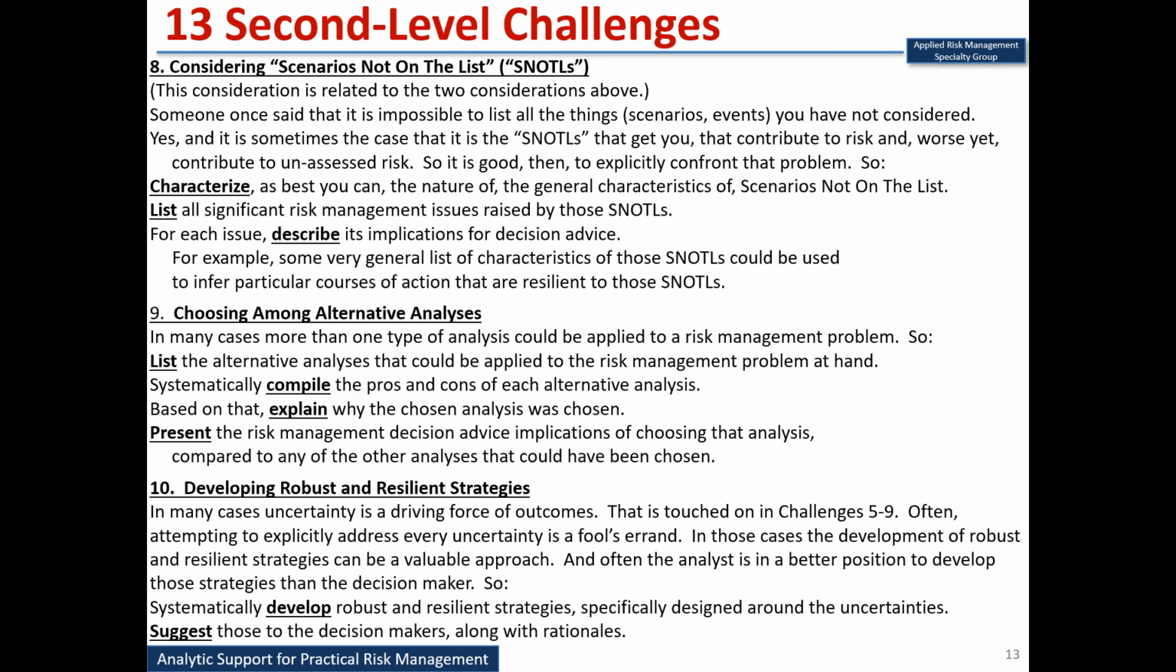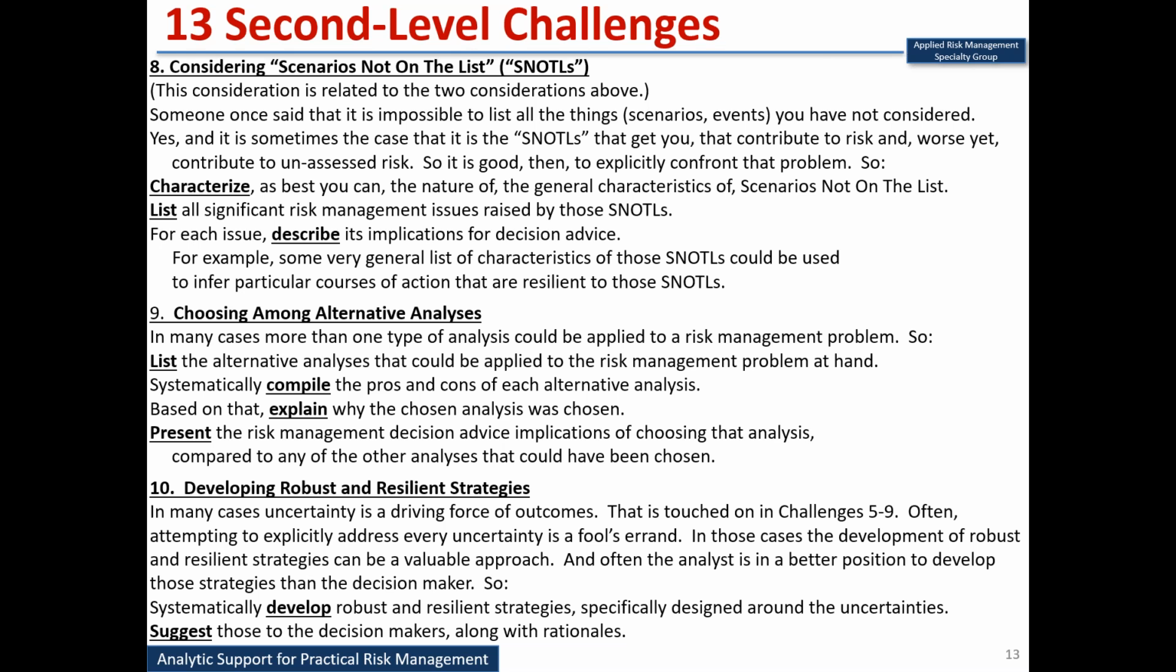I don't know what it could possibly be, but an insider inside this process could have a bad day, or maybe the insider is a terrorist, and so we don't know exactly what would happen. We can't really list a scenario, but we do know that there are significant risk management issues raised by those scenarios not on the list. And what are the implications for decision advice? Well, in the cases I mentioned, can we do something to make the process more resilient to inattentive production workers? We don't know what the inattentive production workers might do, but can we make it more resilient to that? I'm struggling here, but you get the idea.